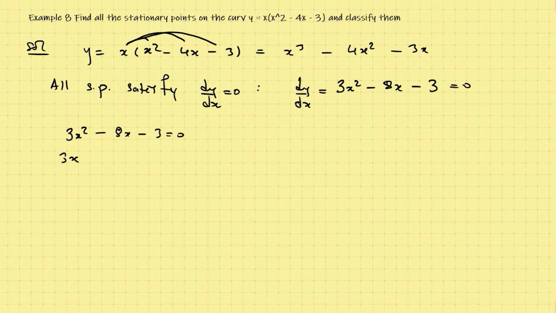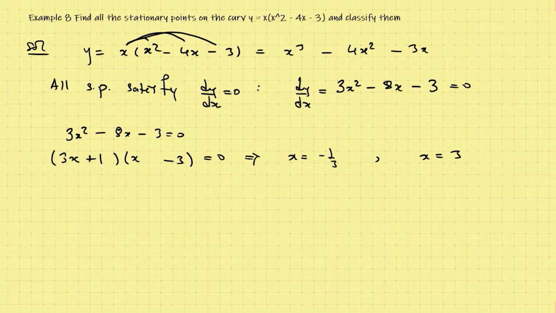This can nicely be factorized in this case, so we need not turn to the formula. That's largely because 3 is prime. So I'm going to have minus 3 here and plus 1 here. So the solutions are x equals minus a third, or x equals 3. So we're going to have two stationary points, one at x equals minus a third and the other one at x equals 3. Let's work out the actual coordinates of the stationary points.